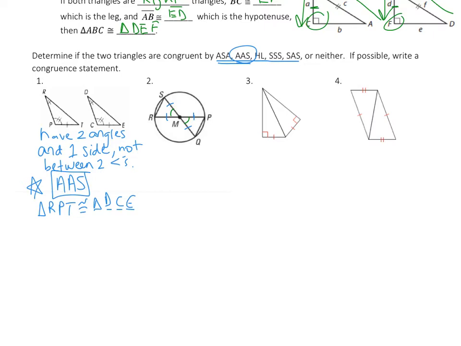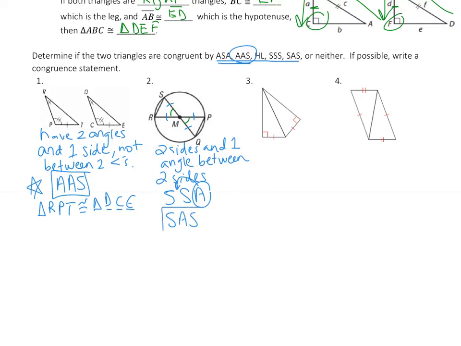So now if you look at it, we have two sides that are congruent, and we have one angle that's between the two sides. So we need two S's, and we need an A to go with it, but the angle has to be between the two sides, so it has to be side angle side.